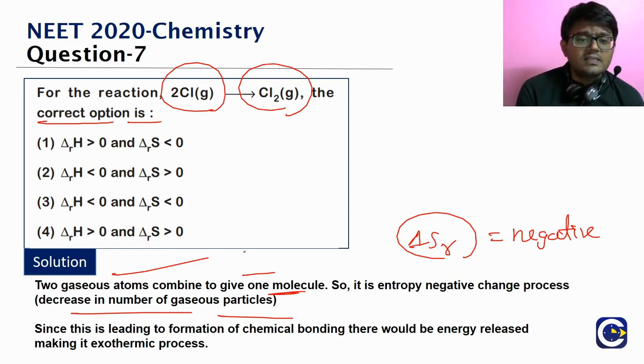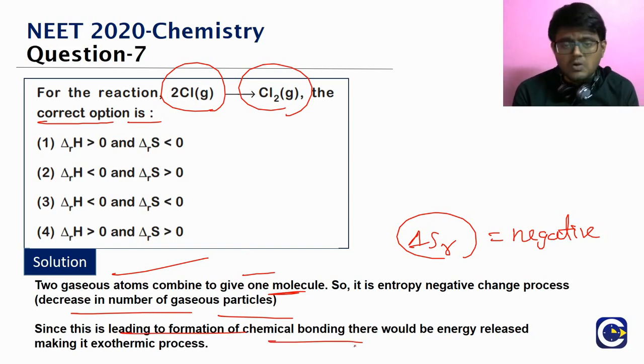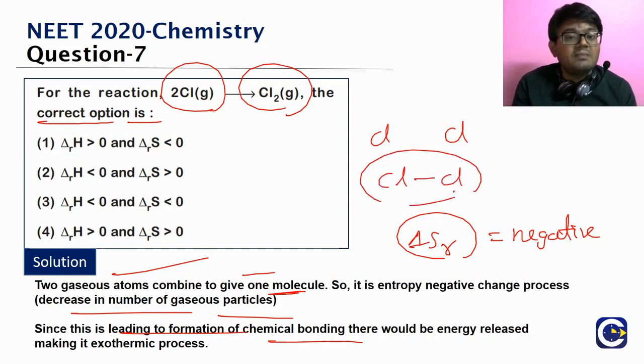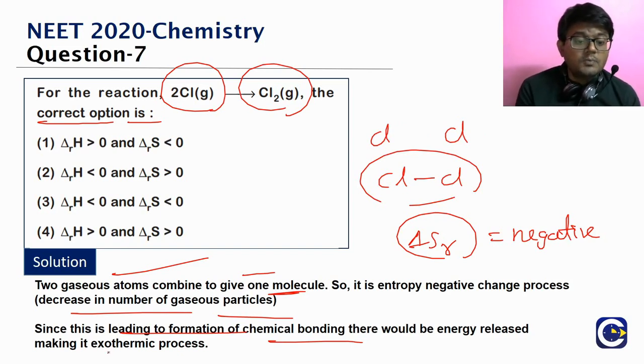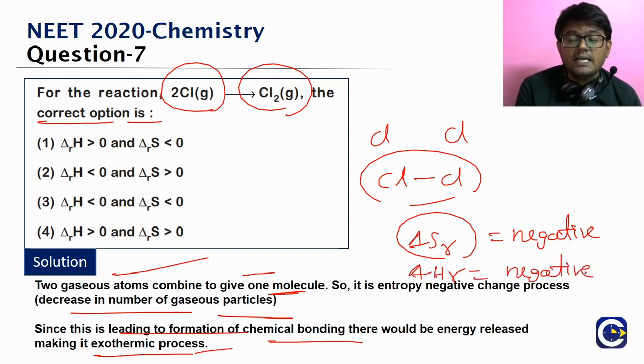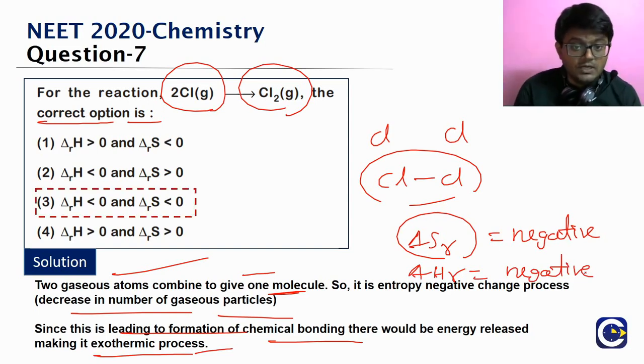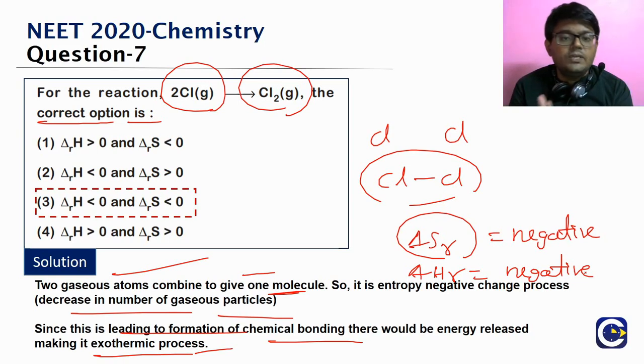This is like formation of a chemical bond, isn't it? Two chlorine gaseous atoms don't have any bonding before. They are coming together to form a chemical bond. Always, chemical bond formation results in liberation or release of energy, which means the process is going to be exothermic. Liberation of energy means delta H will be negative. So delta H will be negative because this process is exothermic, and delta S also will be negative, because the number of gaseous particles is reduced.